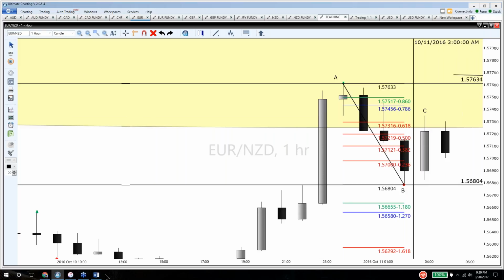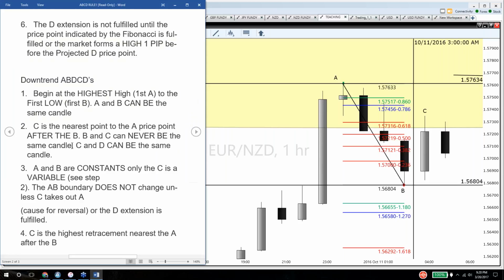Okay. So B and C, as we discussed, since it has to be after the B, that means B and C can never be the same candle. B and C can never be the same candle. C and D, however, can be.